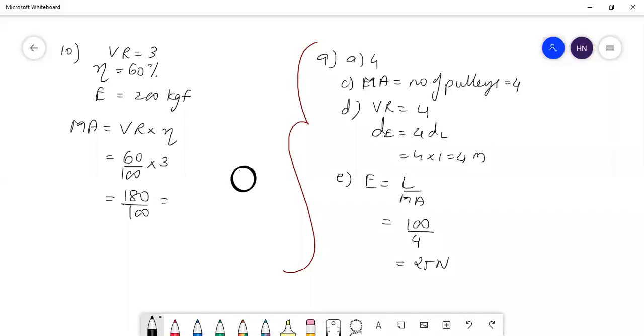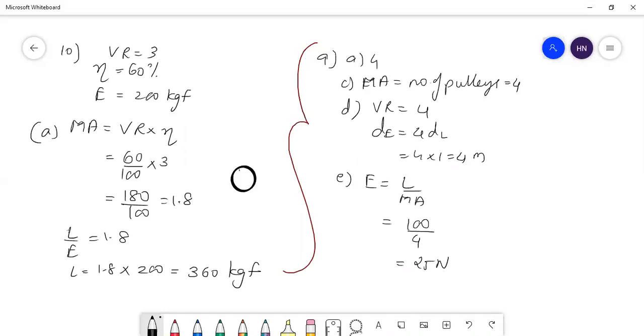And then mechanical advantage will equal load upon effort. So load will equal 1.8 into 200, which will give you 360 kgf. Correct, so that is your A part.